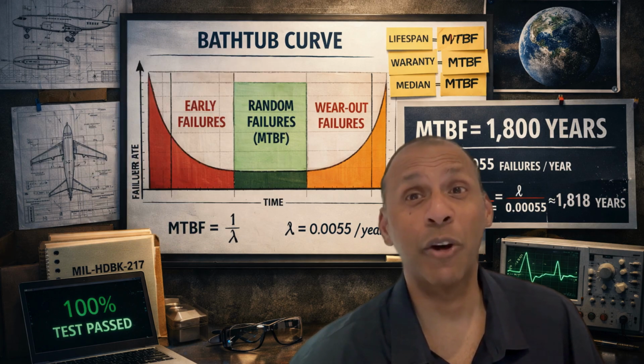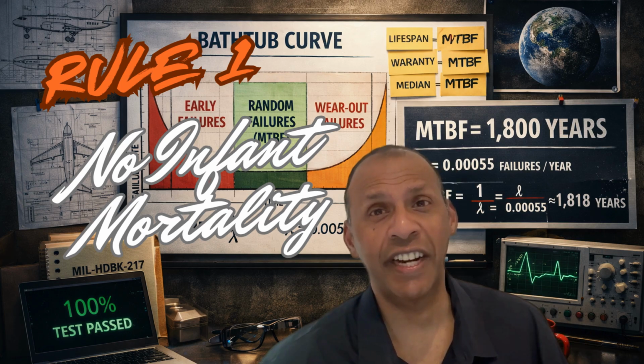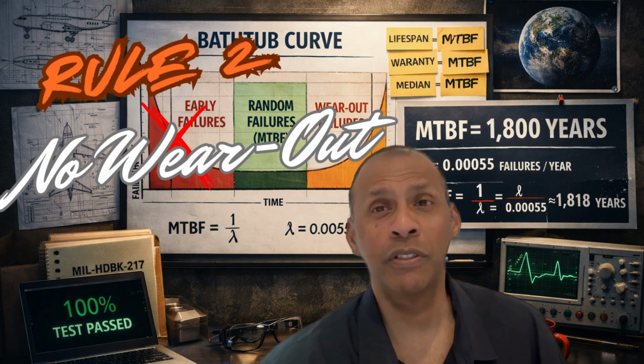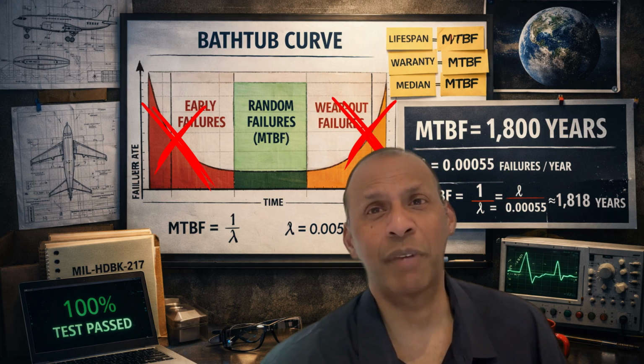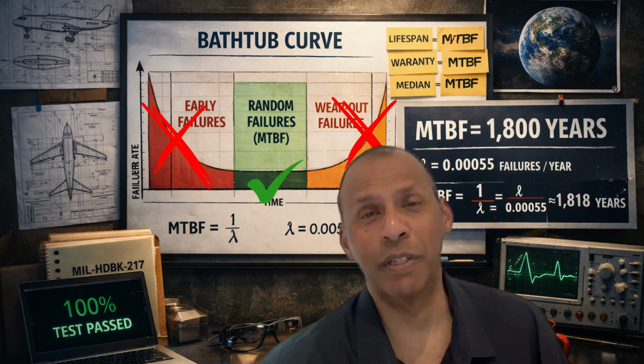Rule number 1, no infant mortality. Early failures don't count. In engineering, those are quality defects, not reliability. Rule number 2, no wear out. End-of-life failures don't count either, because the system gets removed before it fails. And rule number 3, it's random failures only. Failures must be equally likely at any moment during the useful life.